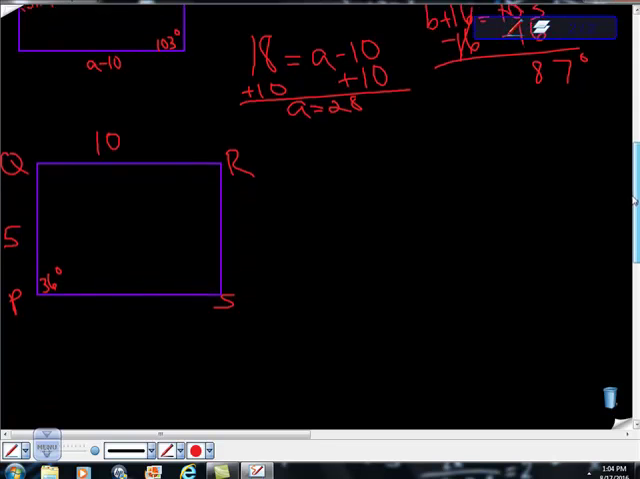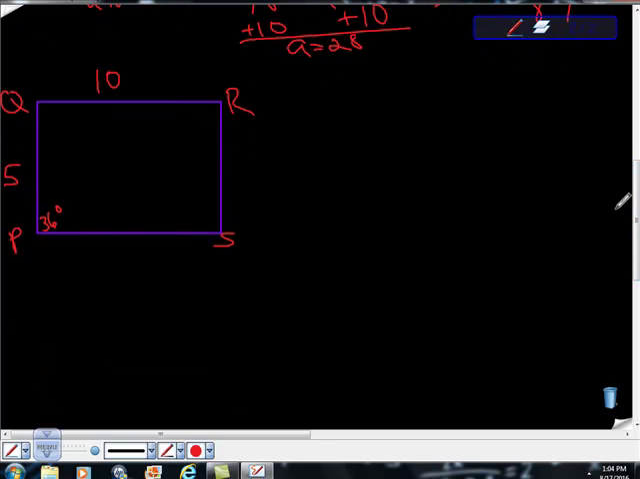Okay, so then for this last one, side PQ is equal to 5 centimeters. QR is 10 centimeters. And the measure of angle PQR is 36 degrees. So we're trying to find the measures of the other angles and the side lengths. So this one's easier. This side is going to be 5 because we know that opposite sides are congruent. So this is 5 and this is 10.